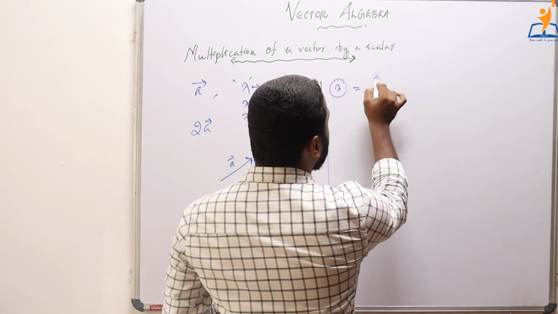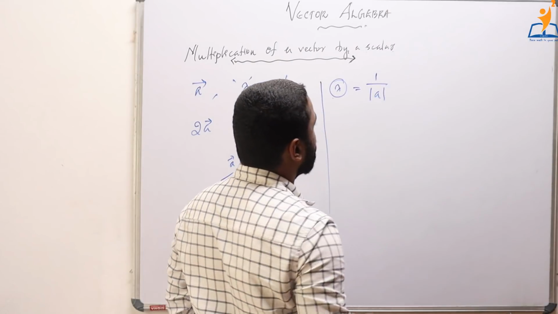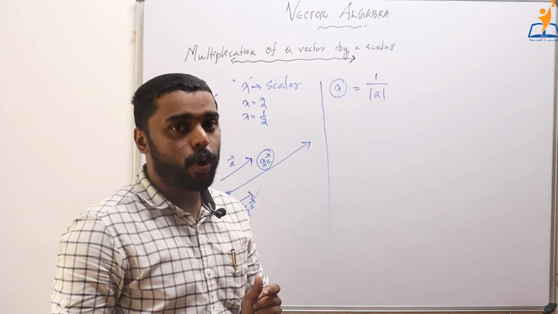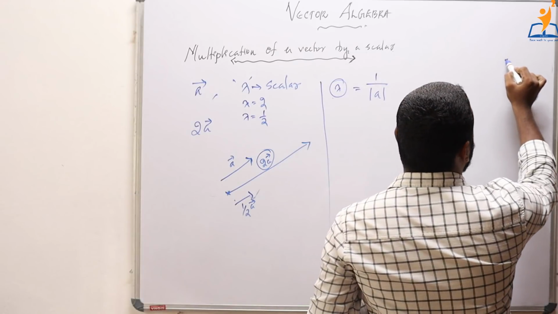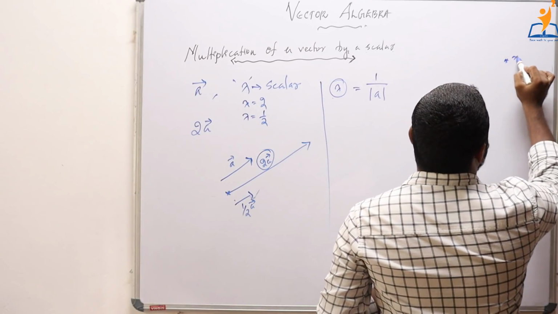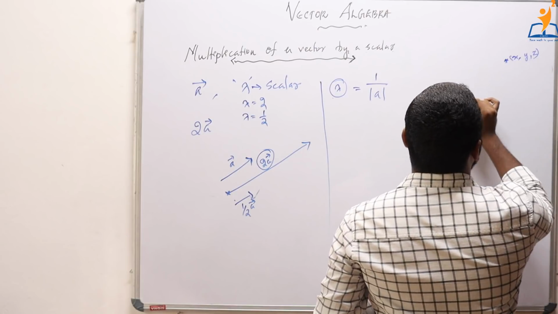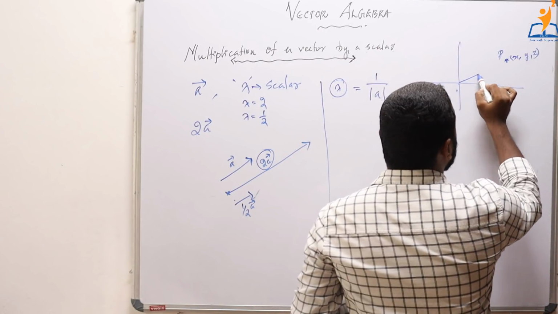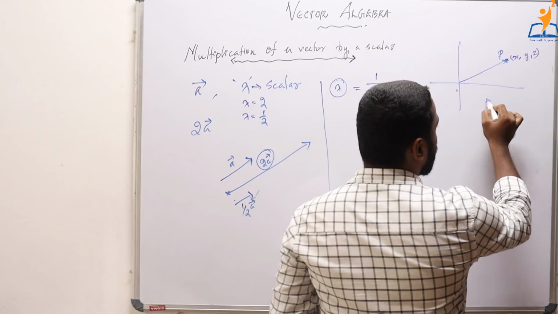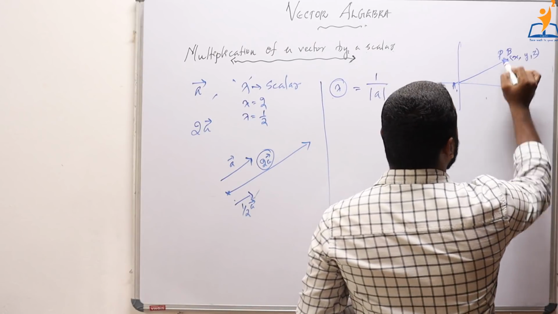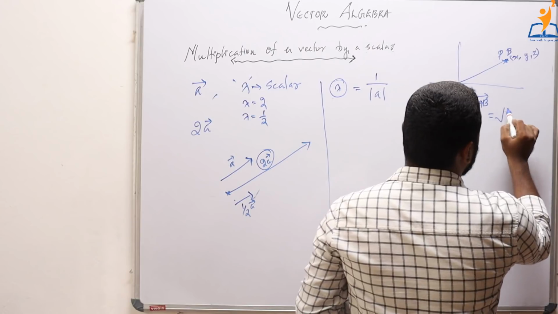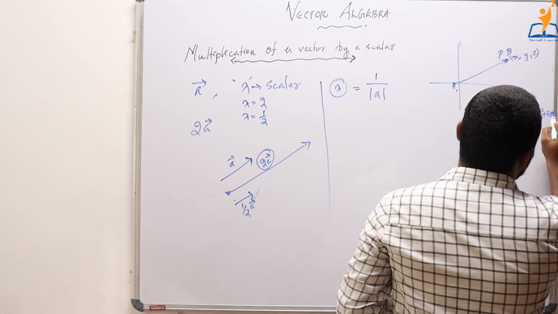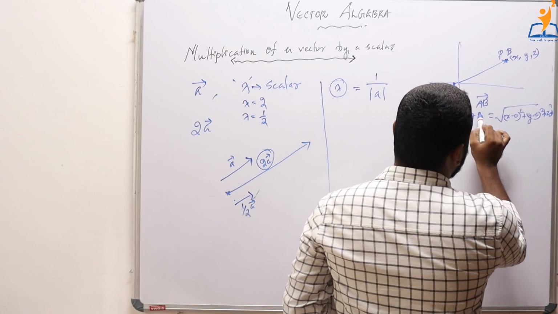Now suppose that lambda is equal to 1 by modulus of A. That is 1 by the magnitude of A. We know that for a point in the coordinate plane with coordinates x, y, z, if P is a point here, then this is the position vector of this point. Let A be the origin, then the magnitude of this vector AB is nothing but the root of (x minus 0) the whole square plus (y minus 0) the whole square plus (z minus 0) the whole square, which is the modulus of vector AB.